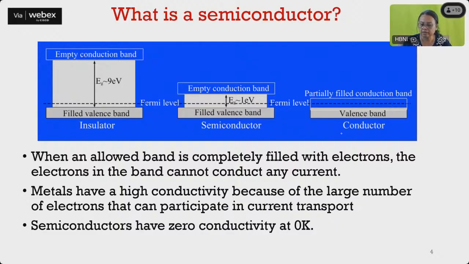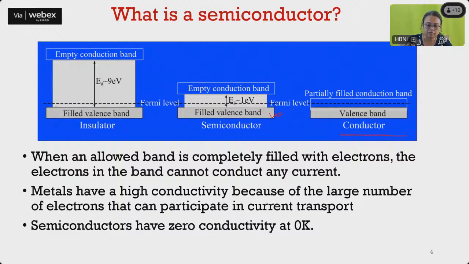First is the conductor, in which the valency band and the conduction band overlap, and electrons are filled up to the Fermi level. Then we come to the semiconductors, in which the energy gap is of the order of around 1 eV or slightly higher, and the valency band is filled at 0 Kelvin, and the conduction band is empty.